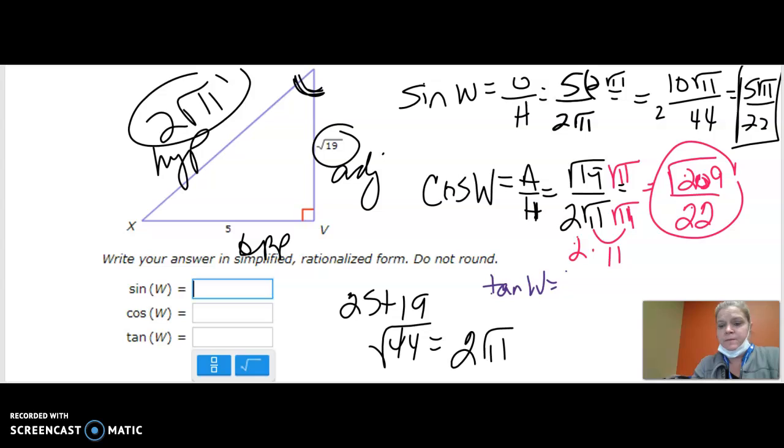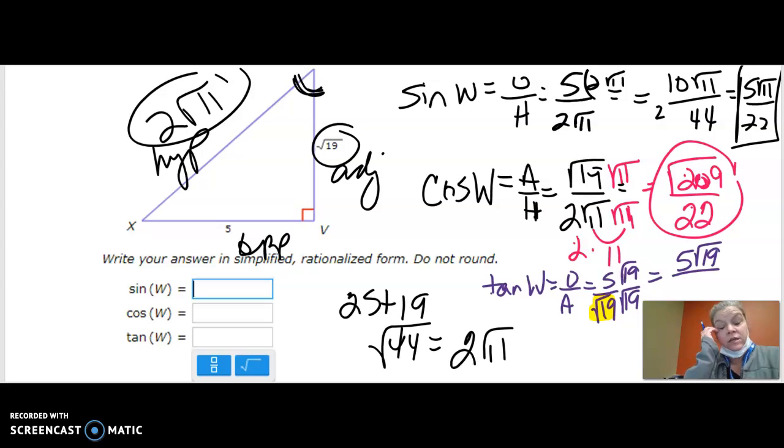Tangent W equals opposite over adjacent. So I can get a better pen. Opposite over adjacent. And so opposite is 5 over the square root of 19. Again, you can't have the square root on bottom. So whatever that is, you're going to do it to the bottom and you're going to do it to the top. 5 times the square root of 19 is 5 square root of 19. The square root of 19 times the square root of 19 is 19. The 5 and the 19, 5 on the top and 19 on bottom did not reduce.